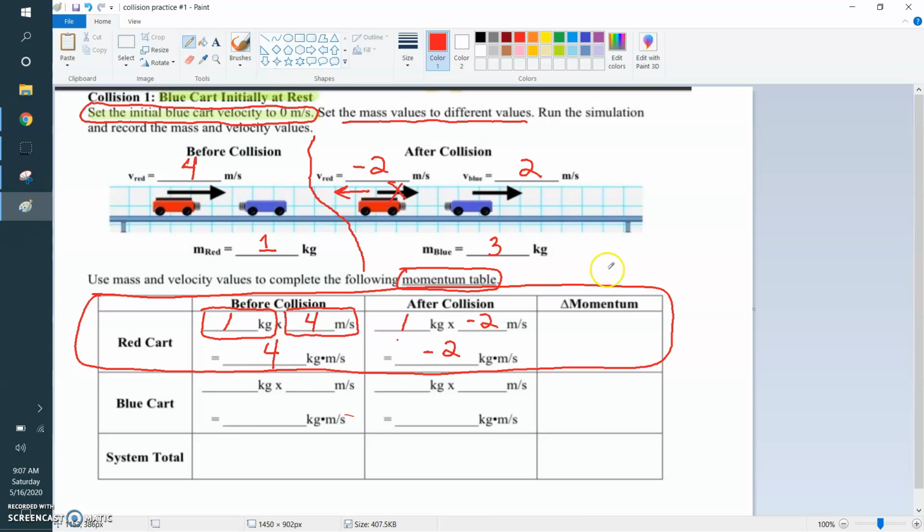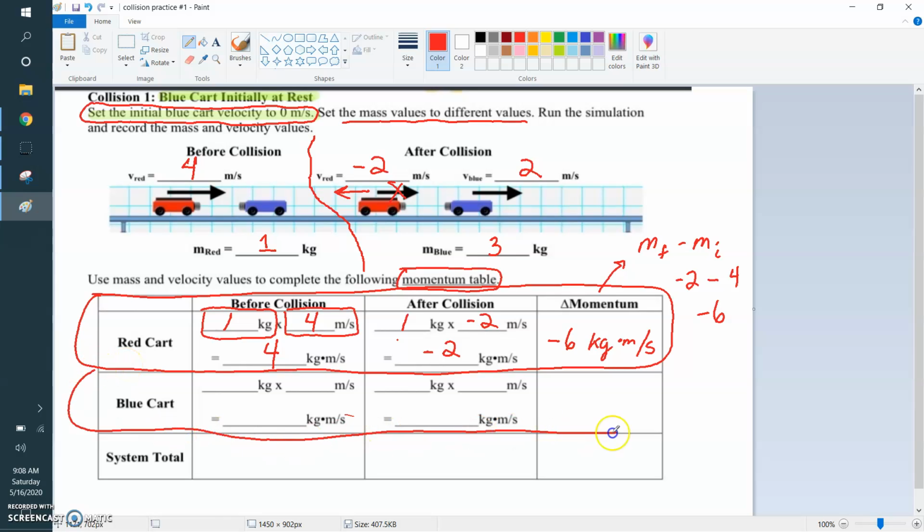Change in momentum is final momentum minus initial momentum. So if we do the math here, we have -2 minus 4, and we get -6. So the momentum change for the red car was -6 kilogram meters per second. All right, so the momentum of the red car decreased, but what we should see is that the momentum of the system never changes. Let's do the math for the blue car.